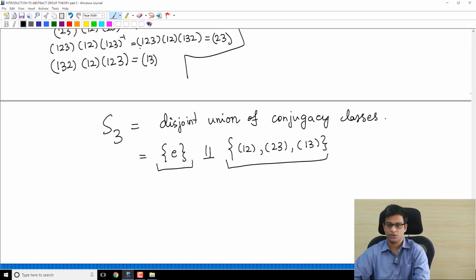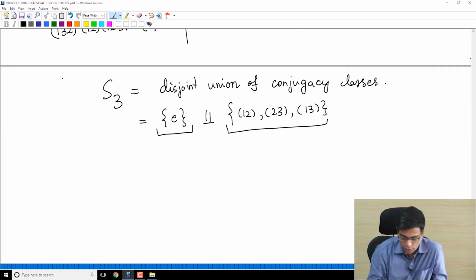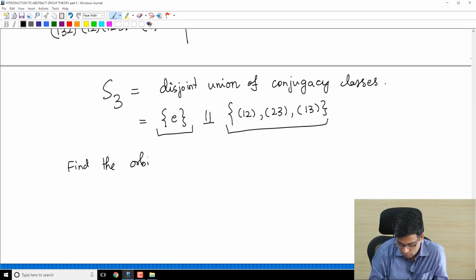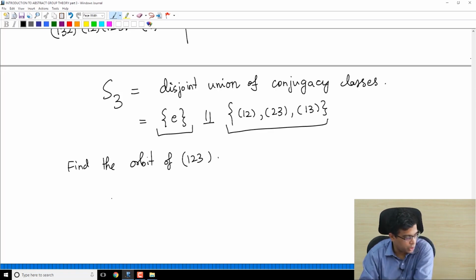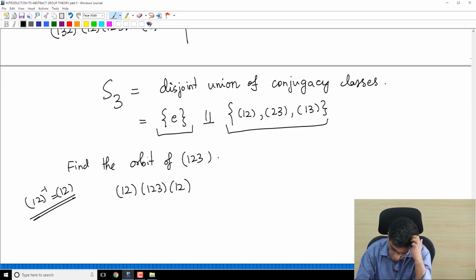So far we have managed to account for 4 elements of the symmetric group on 3 letters. The remaining 2 elements must also be part of some conjugacy classes. So find the orbit of (1 2 3), let's say. In order to find the orbit of (1 2 3), let's find the conjugate of (1 2 3) by (1 2). (1 2) inverse as before is (1 2). So (1 2)(1 2 3)(1 2).